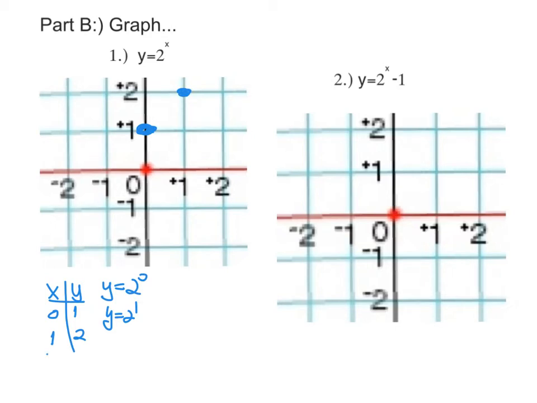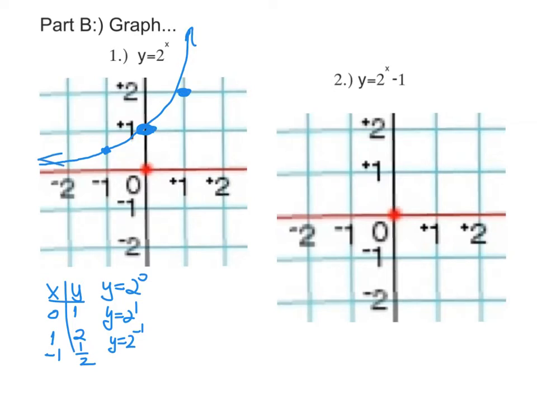And maybe a third point at negative 1. If y is 2 to the negative 1 power, that would give us a value of 1/2. So when x is negative 1, y is 1/2. And this should hopefully be enough for you to remember that the exponential growth curve starts low and then grows exponentially.